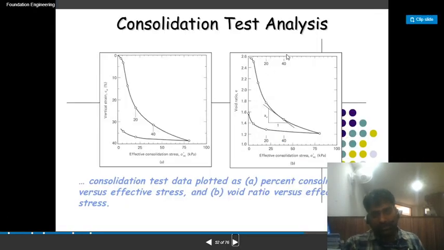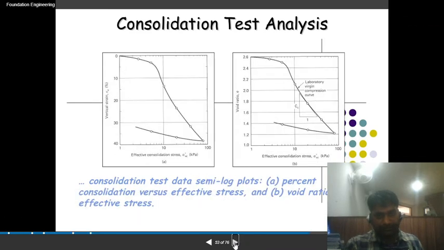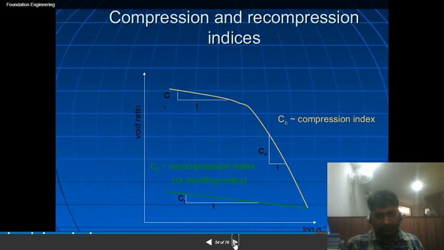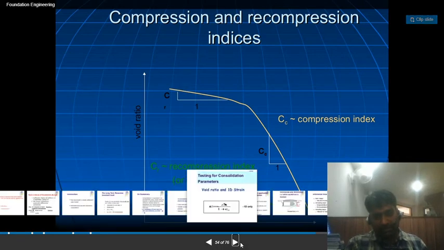So this is consolidation test analysis, effective stress sigma V versus void ratio curve. This is compression and this is swelling. Consolidation test data: percentage consolidation versus effective stress, void ratio versus effective stress. Compression and recompression indices. Slope of this curve gives the compression index and this Cr is equal to recompression index or swelling index.